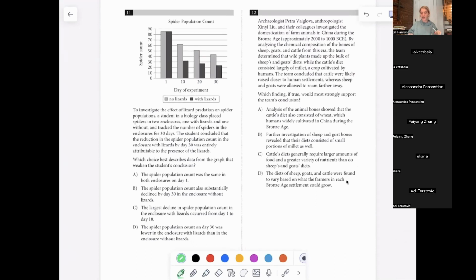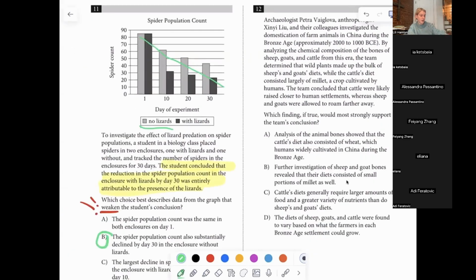What did everyone get for 11? Yeah, great. And again, to keep in mind, we're looking for something that would weaken. This should set our alarm bells off. The student concluded that the reduction in the spider population count in the enclosure with lizards by day 30 was entirely attributable to the presence of the lizards. But we can see that the spider population count also substantially declined in the enclosure with no lizards. So it can't be only the lizards that caused the decline. Great. All right, number 12.